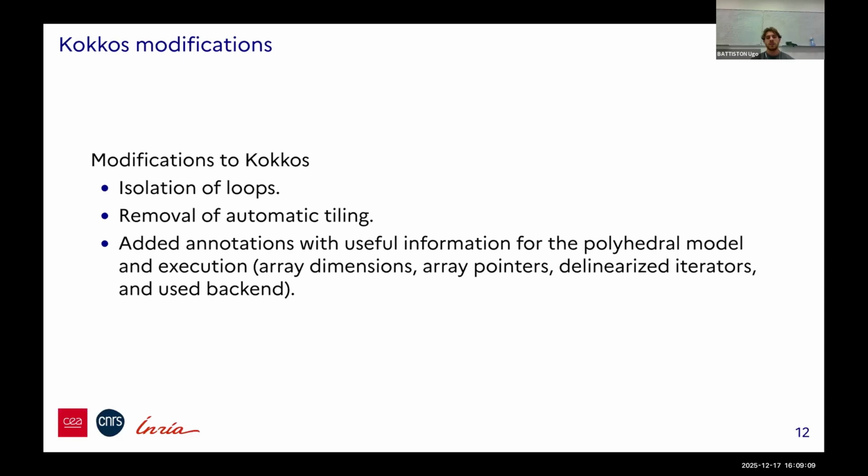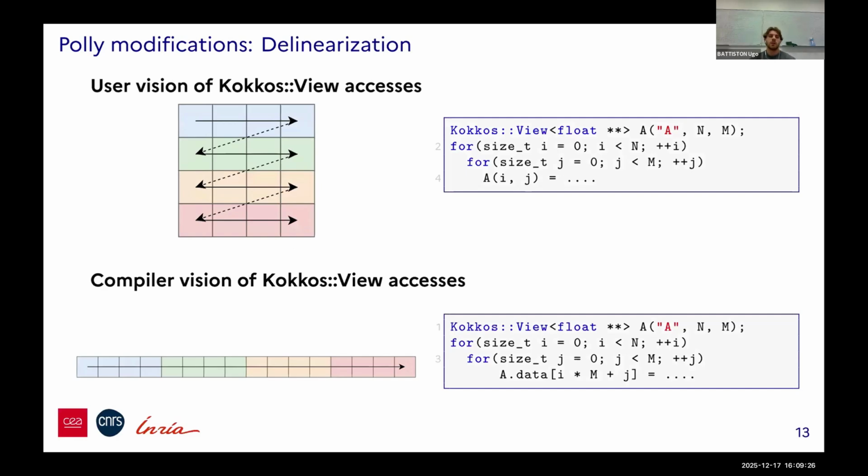And we also need to add useful information for the Polyhedral model, so array dimensions, array pointers, or delinearized iterators, and also the used backend, with annotations. An example of a useful annotation is for arrays, because the Polyhedral model needs affine accesses of arrays, like i and j, but the compiler's vision of an array is a linearized shape.